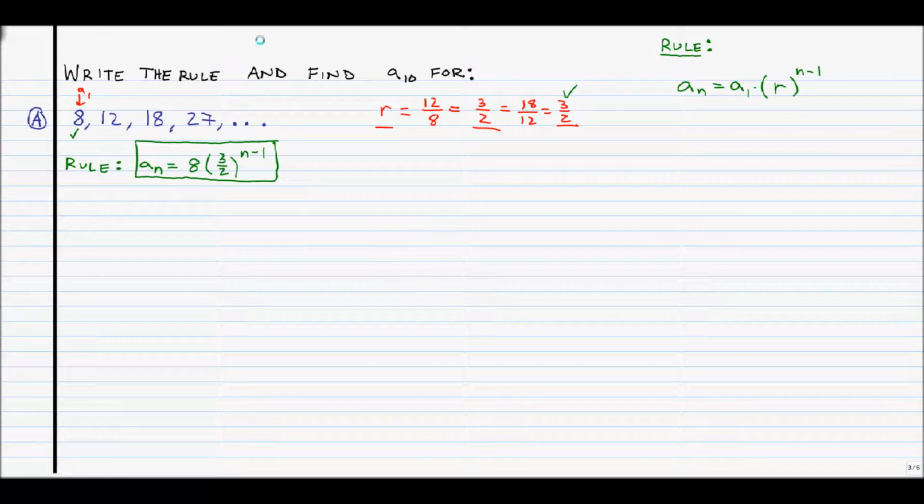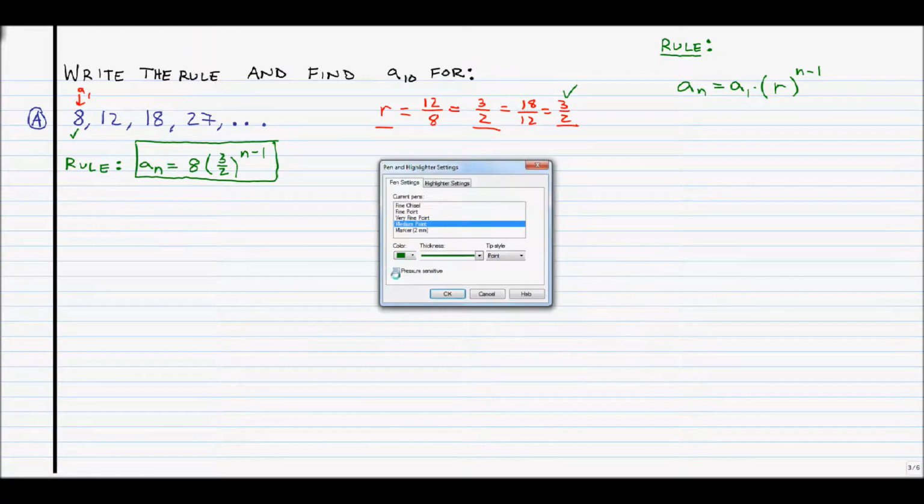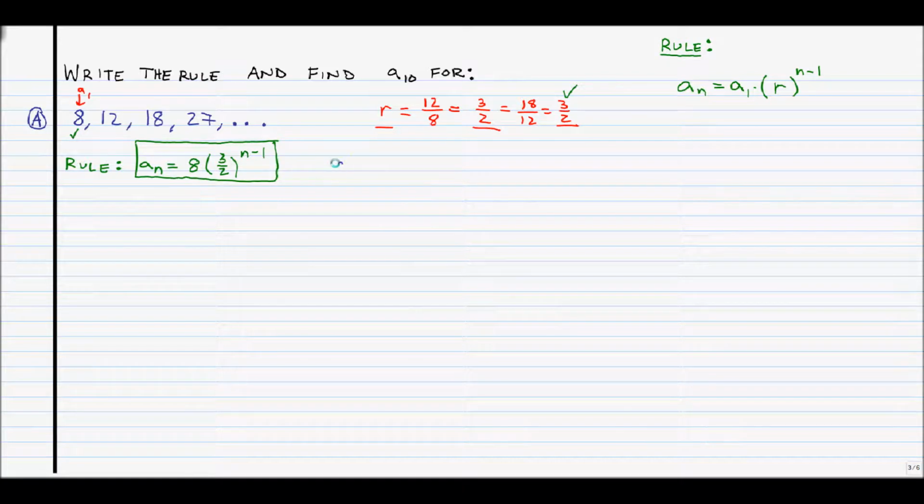Now we're going to use said rule to find the 10th term in the sequence, also known as a sub 10. So okay, should not be too bad, just going to be kind of ugly. So what is a sub 10 equal to? Well, it's equal to the same stuff. Start at 8. We'd multiply by 3 over 2 over and over again, but we do it to the 10 minus 1 power, because again, now 10 is taking the role of n. So what does that equal to? Well, that's 8 times 3 over 2 to the 9th power.